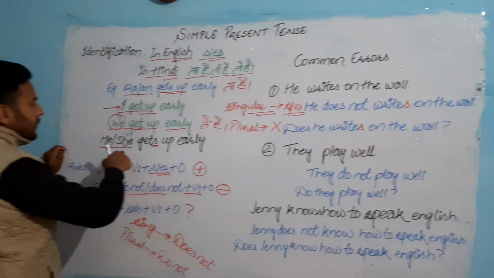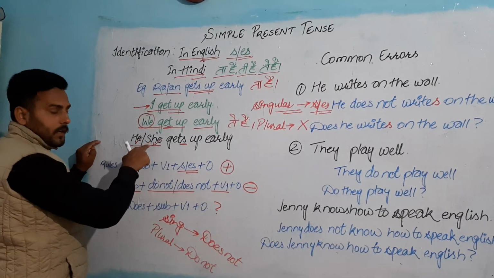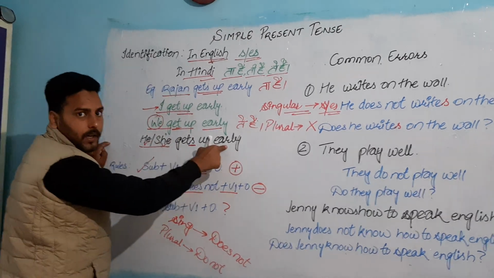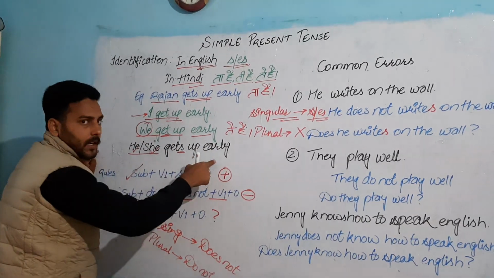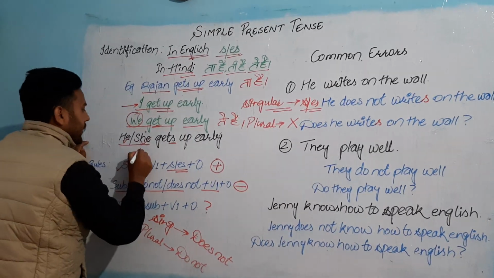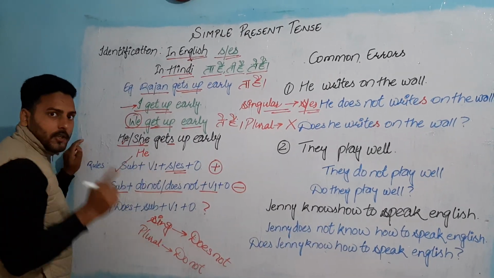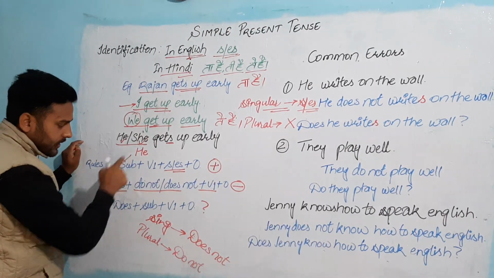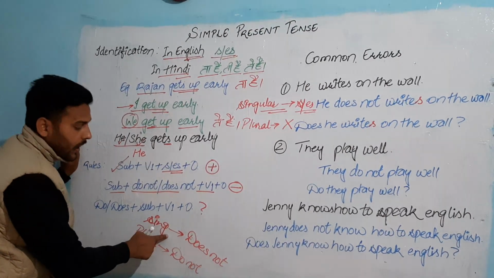Okay, I will give you here. Look at here. He gets up early. If I have to make it negative, how will I make it? I will make it like this, look at here. He is your single subject. With the single subject, what will we use? What do we have to use?